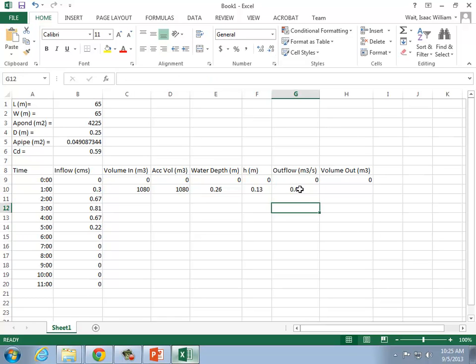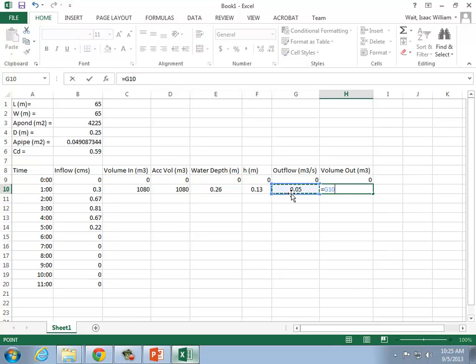When I display fewer digits on screen, it's not eliminating all those extra ones that were there before, it's just not showing them. So it retains all of the precision internally. Volume out is going to be the outflow times 3,600 seconds per hour. So that's how much flows out if you've got a flow rate out of 0.005.